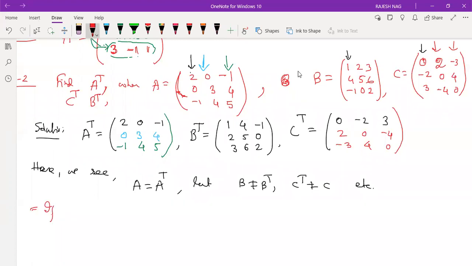If for a matrix, the first row and first column are equal, then it will happen. I am saying if for a matrix A we have A equal to AT, then A is called symmetric matrix.